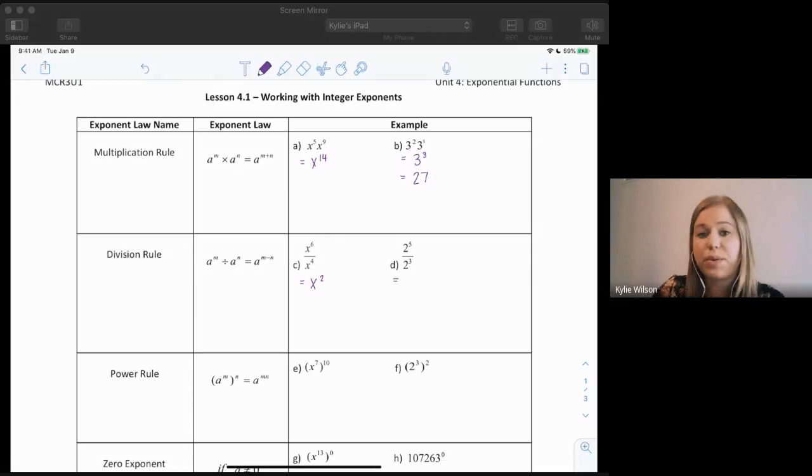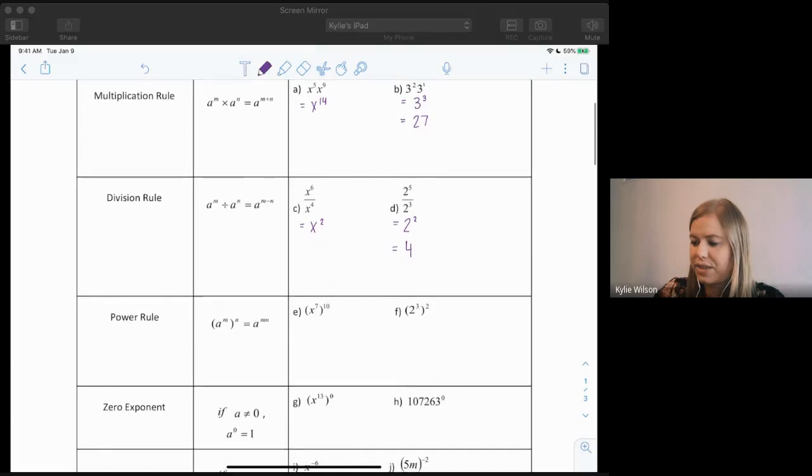For our next one, if I have 2 to the power of 5 over 2 to the power of 3, I keep my base and I subtract my exponents. And because it's a number, I like to evaluate these just in case we have to use them later. So I can change that to a 4.